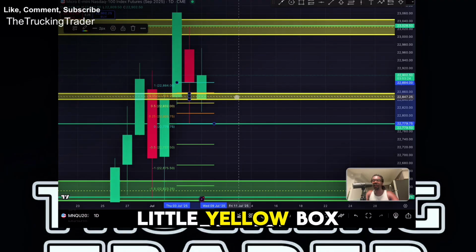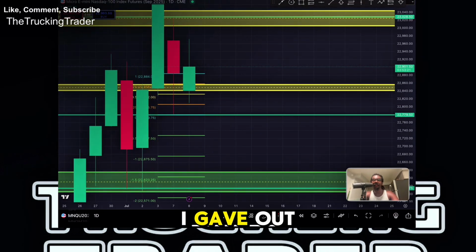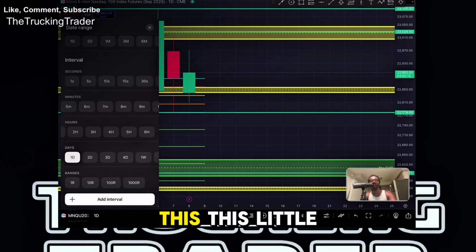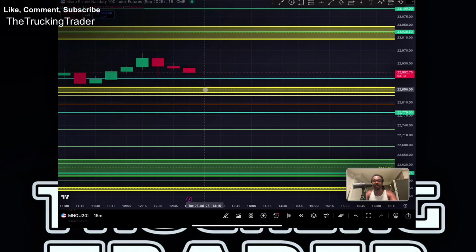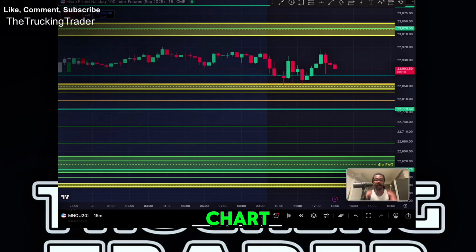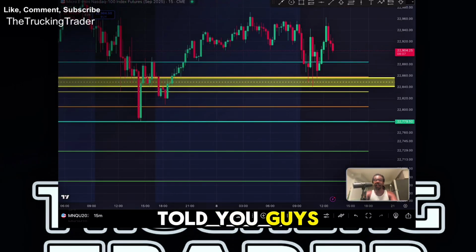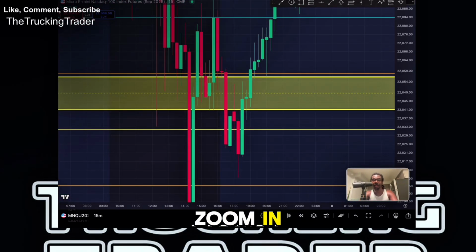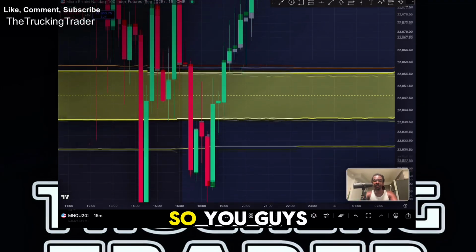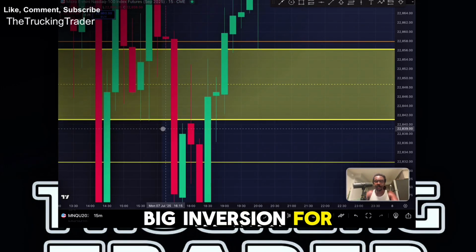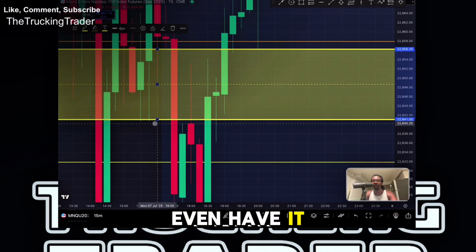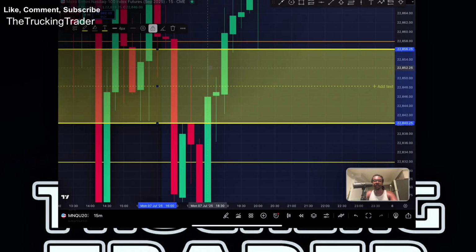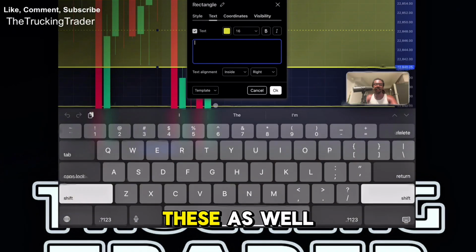This little yellow box right here is an area I gave out to you guys in the second video. This came from the 15-minute chart. I told you guys that was an inversion fair value gap right about here. Let me zoom in so you guys can see this big inversion fair value gap. I didn't even have it properly where it needed to be. It needed to be a little bit lower. Then I can lock that in. This is my 15-minute. Typically, I do name these as well.